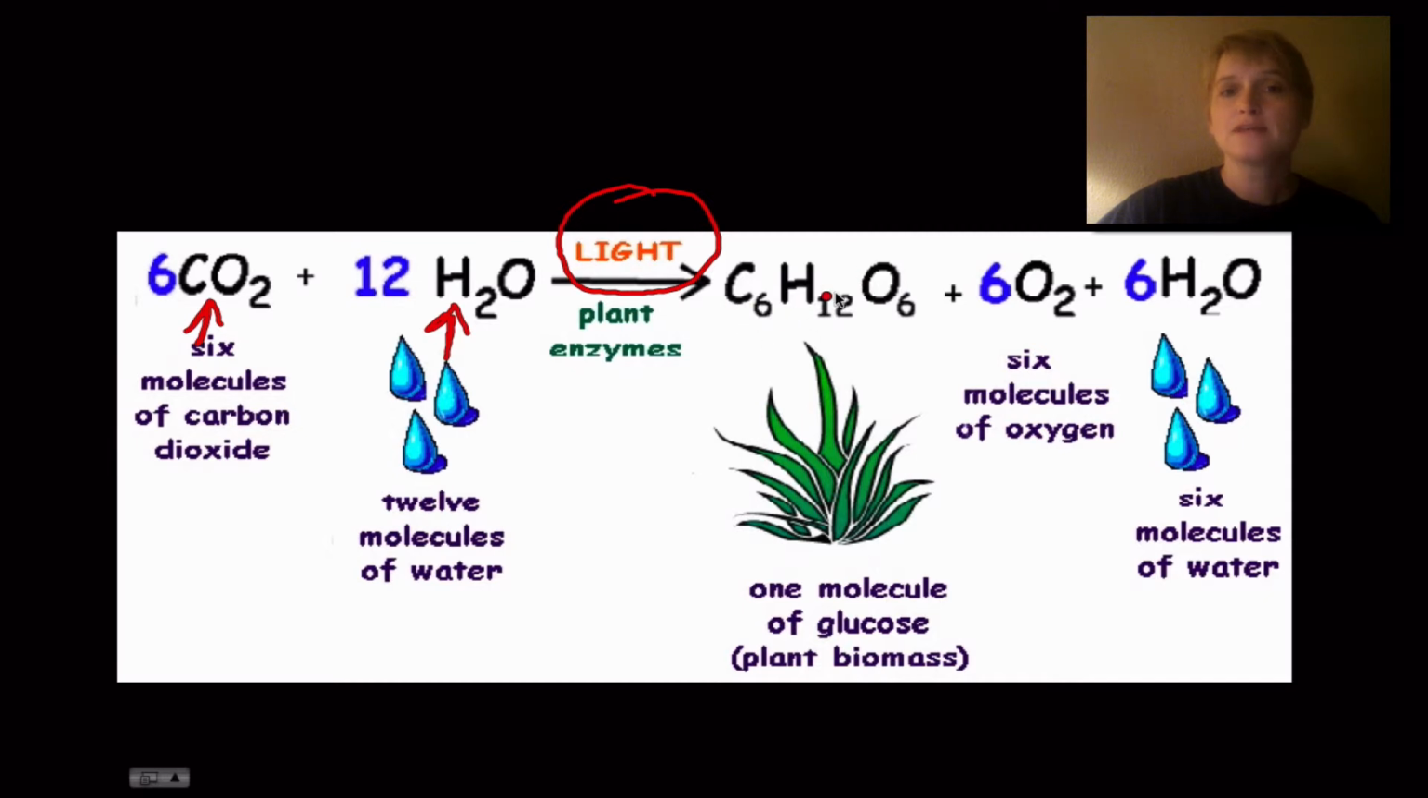All right, and then we have the products of the reaction. So we have 1 molecule of glucose generated. We have 6 molecules of oxygen that are given off to the atmosphere. And then we also have 6 molecules of water that are generated by that reaction.